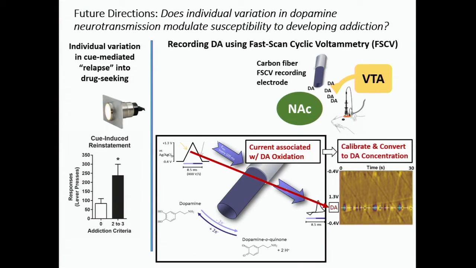What we can do is take out the electrode later on, throw some dopamine on it, calibrate it, and convert that current into a dopamine concentration. So using this technique, we can measure dopamine concentration in sort of real time while the rat's awake and behaving and doing different things.